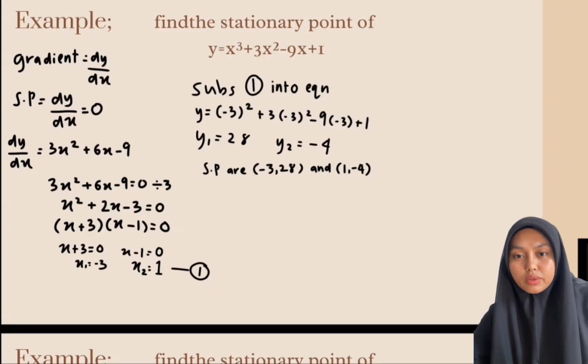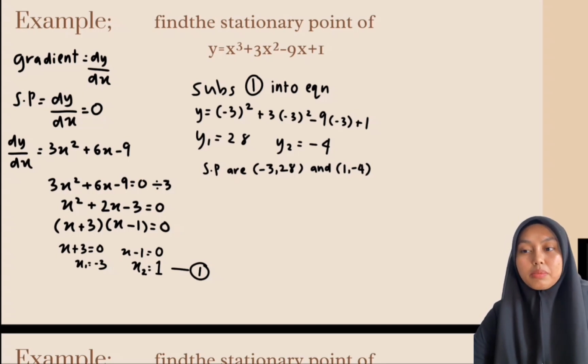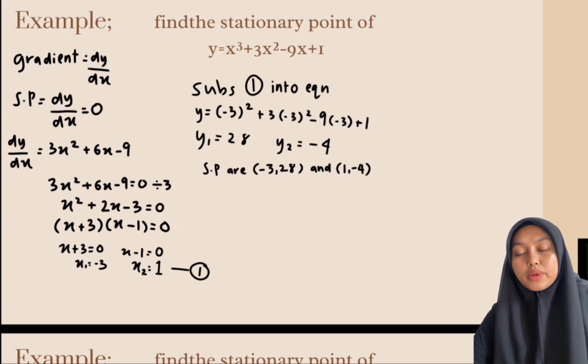This is an example question related to stationary points. Find the stationary point of y equals x cubed plus 3x squared minus 9x plus 1. We need to remember that the gradient is dy/dx, so a stationary point has a gradient dy/dx equal to 0. From the function given, we need to use the famous rule to differentiate it.